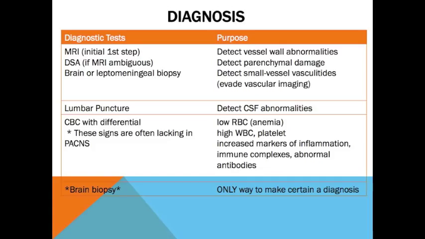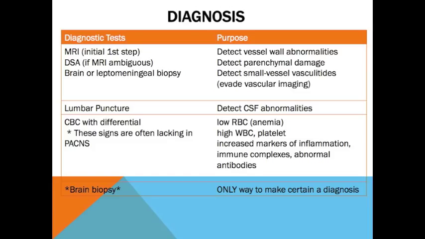Clinical diagnosis is difficult. It is based on a person's medical history, symptoms, complete physical exam, and results of special lab tests. Usually there is an initial MRI to assess degree of blood vessel wall changes or damage. If these results are ambiguous, a digital subtraction angiography is performed. Small vessel vasculitides evade detection by vascular imaging and require a brain or leptomeningeal biopsy. A lumbar puncture may be done to assess the spinal fluid to find cause for the inflammation.